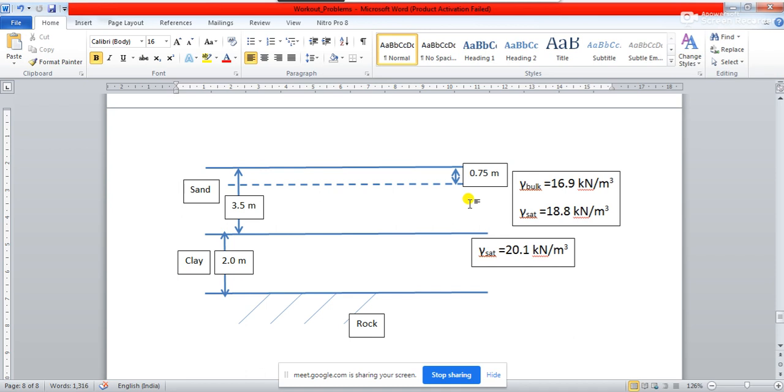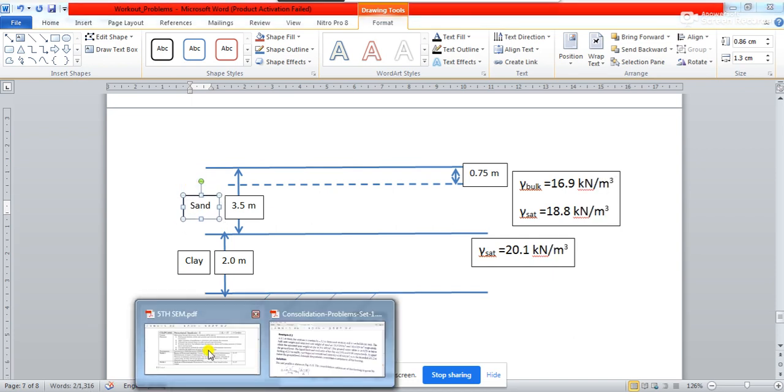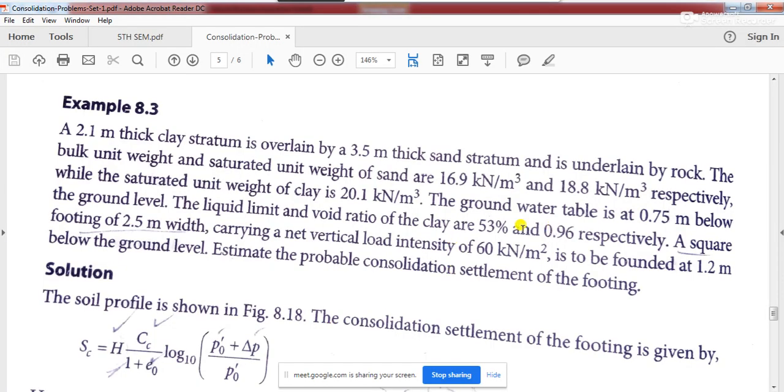So this is 0.75 meter. Is it clear? Have you understood it? Yes, sir. So this is the problem. Now see, we go to the next step. We'll come to the void ratio and this part later. Let us draw the figure first.